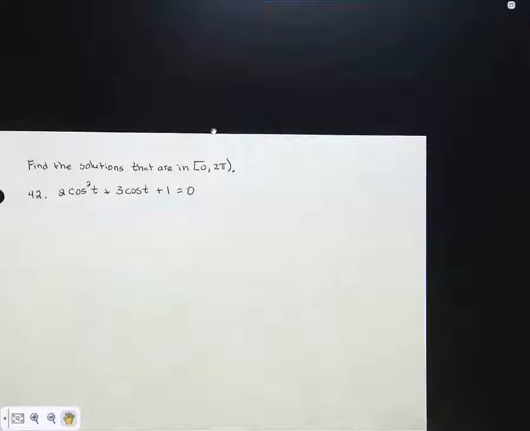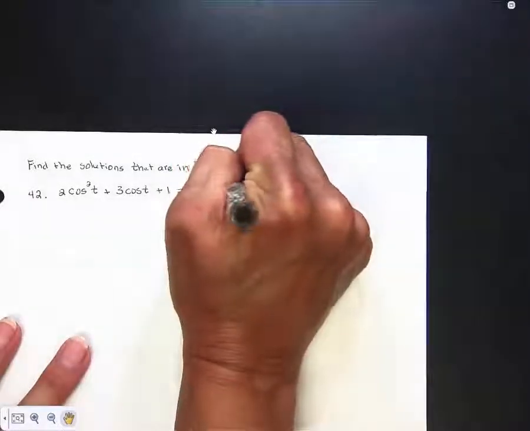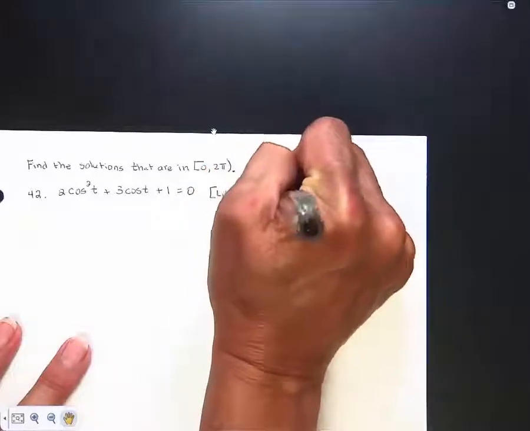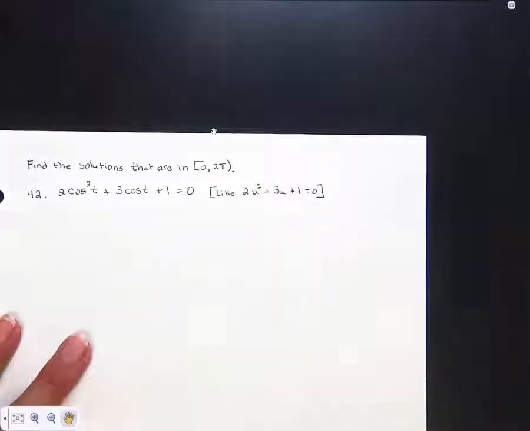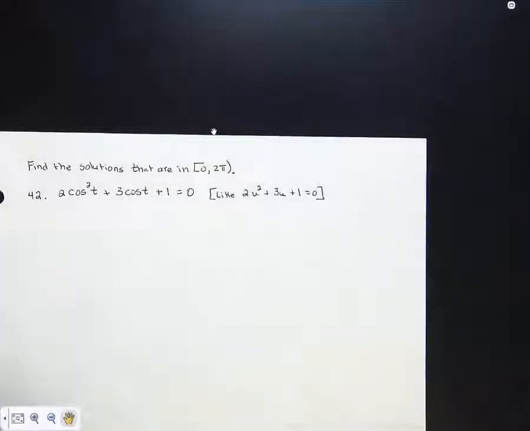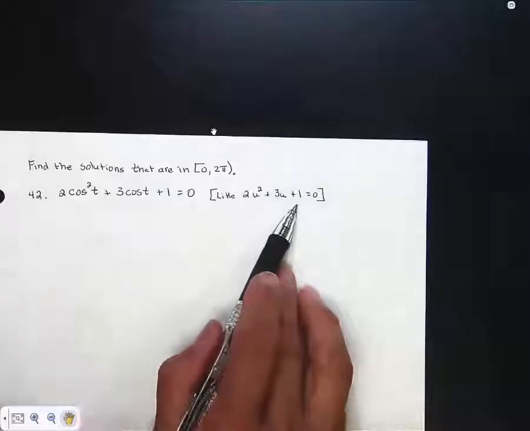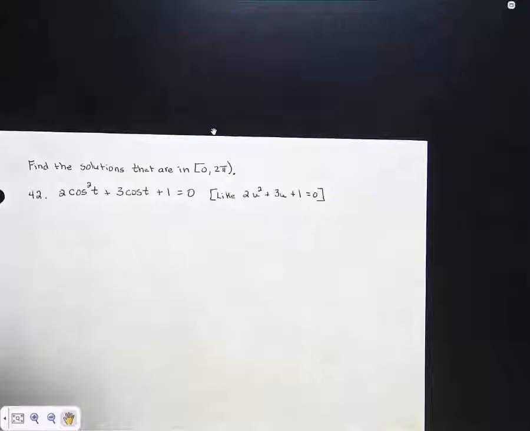What kind of equation is that? If we think of the cosine t as being our u, then that's just like 2u squared plus 3u plus 1 equals 0. All I've done is put u in place of cosine t. And I recognize that as a quadratic equation I could solve by factoring pretty quickly.